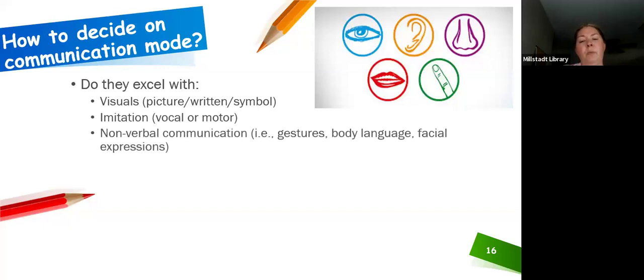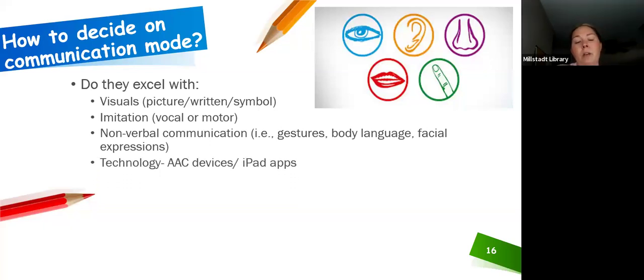If motor imitation is a skill that they excel with, then we may look at sign language. Nonverbal communication, are they really good with gestures like shaking their head no or yes, or body language like turning away from you or making a face, with facial expressions like signs of enjoyment or signs of displeasure?